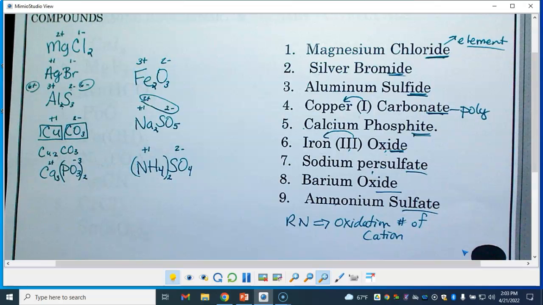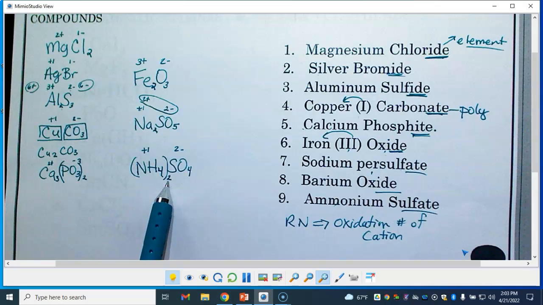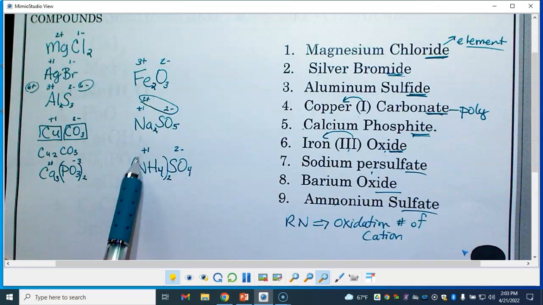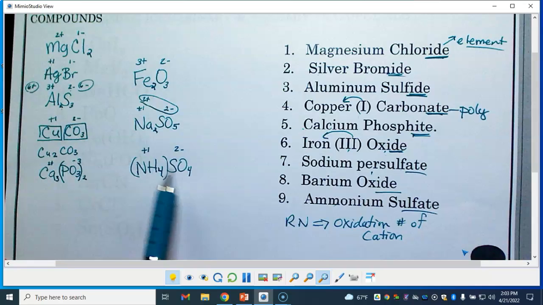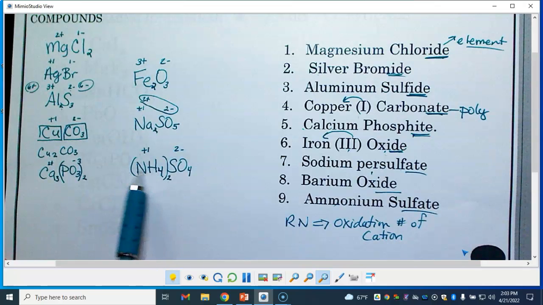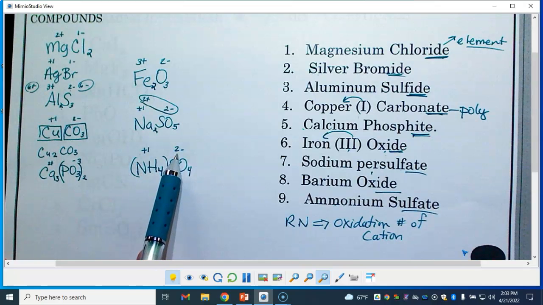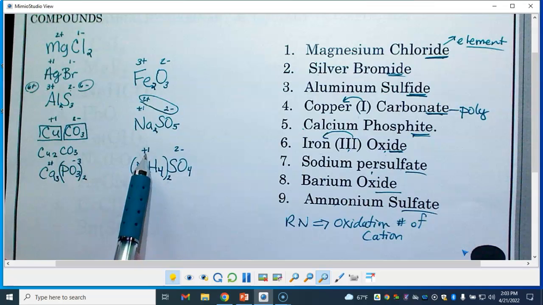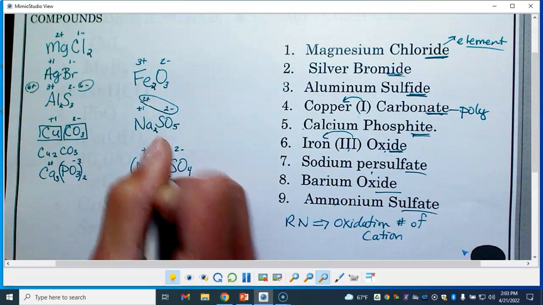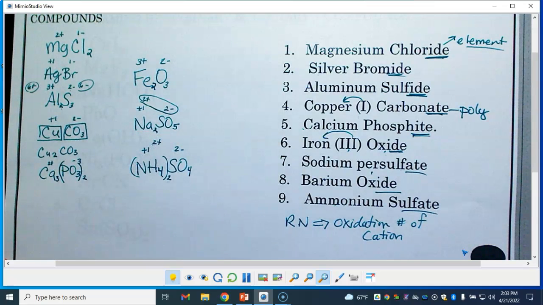Yeah. How did you get the 2 again? This guy right here. Yeah. So ammonium's got a +1 charge, and this whole sulfate, this whole thing is a -2. So I have to have 2 of these to balance out that -2. So 2 times +1 would turn that into +2, and now they would equal 0. Okay.